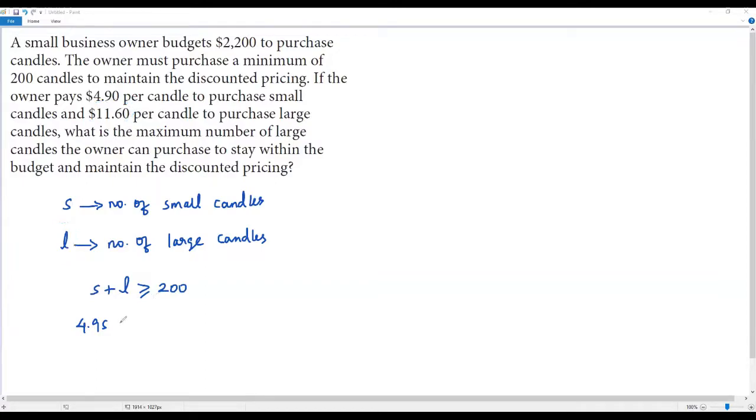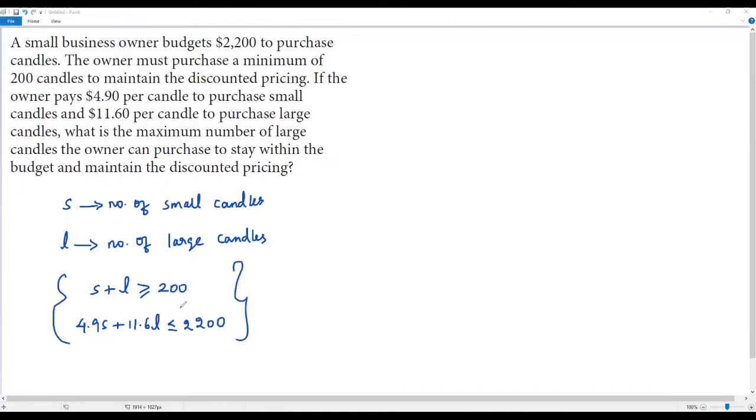I'm getting 11.6L. When I add them, I get the total amount he has to pay for S small candles and L large candles. His budget is just $2,200, so it cannot go more than $2,200. The total money he spends can be $2,200 or less than $2,200. So we write this as 4.9S + 11.6L ≤ 2,200. Now we have a system of two linear inequalities.